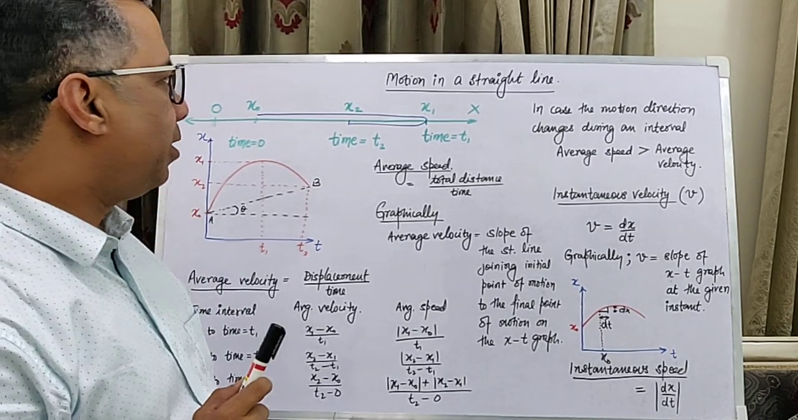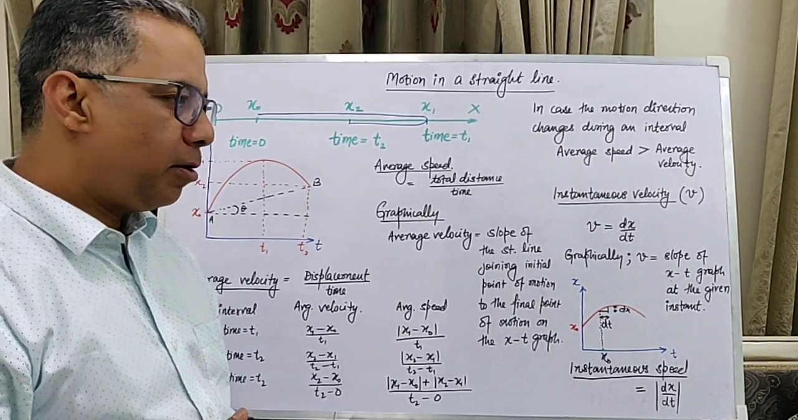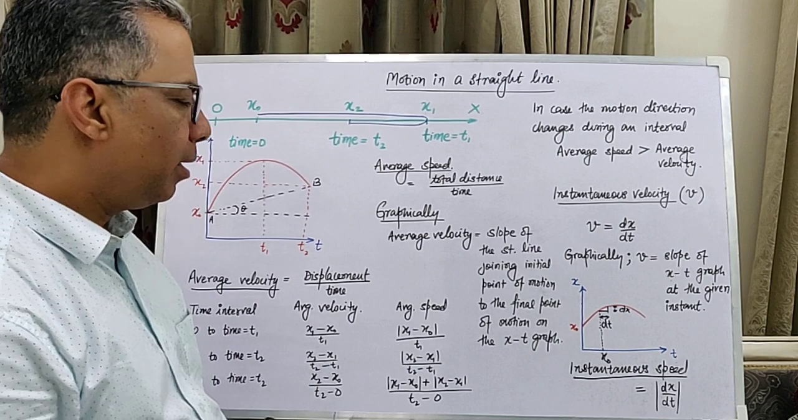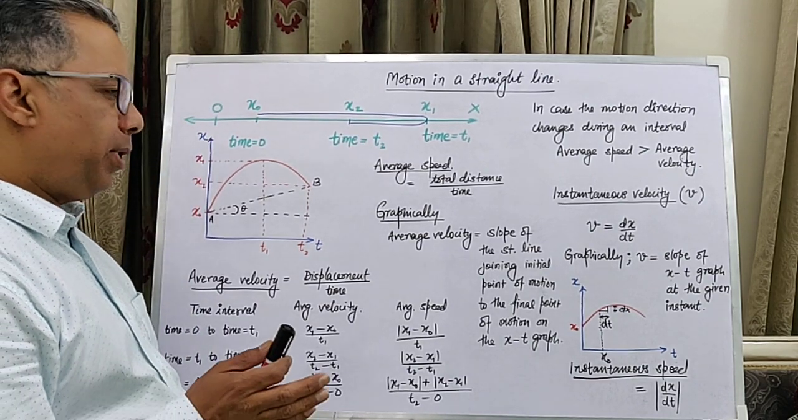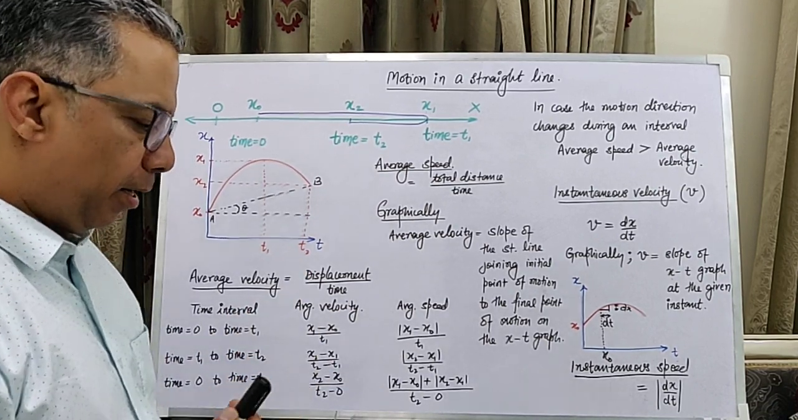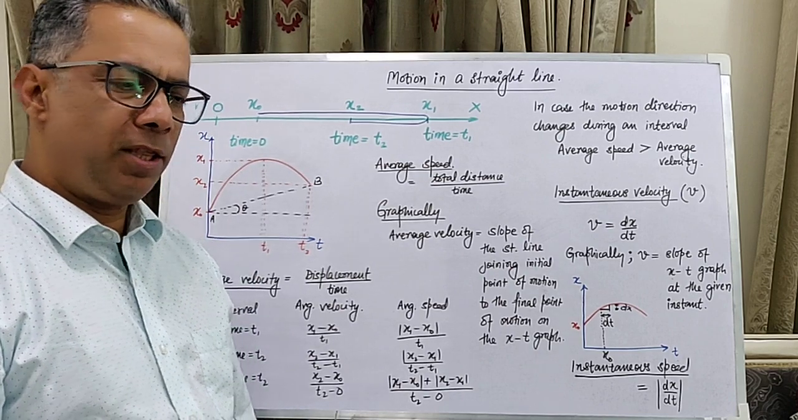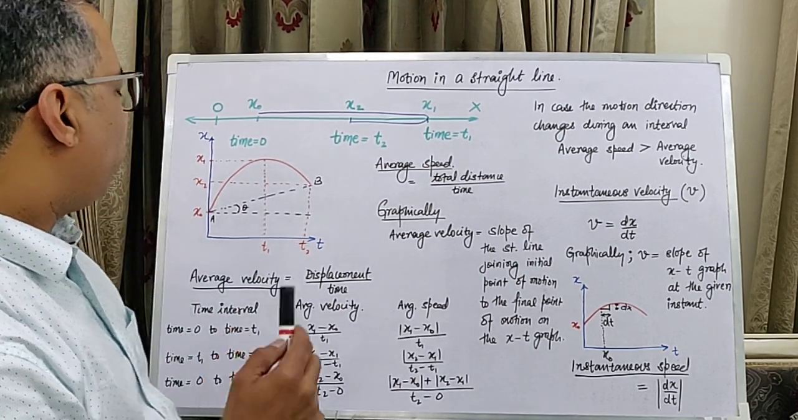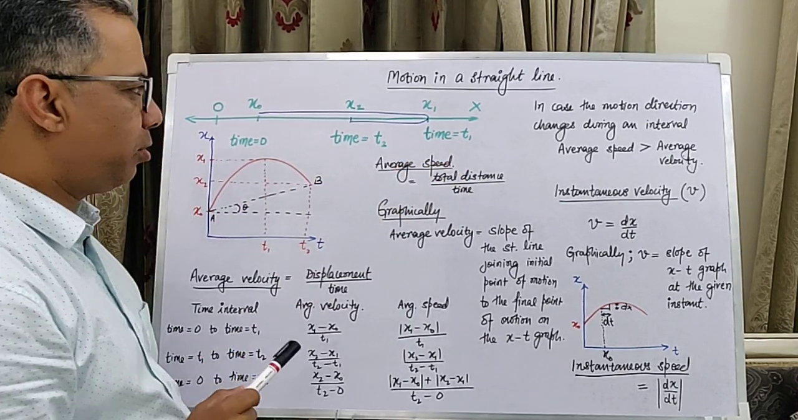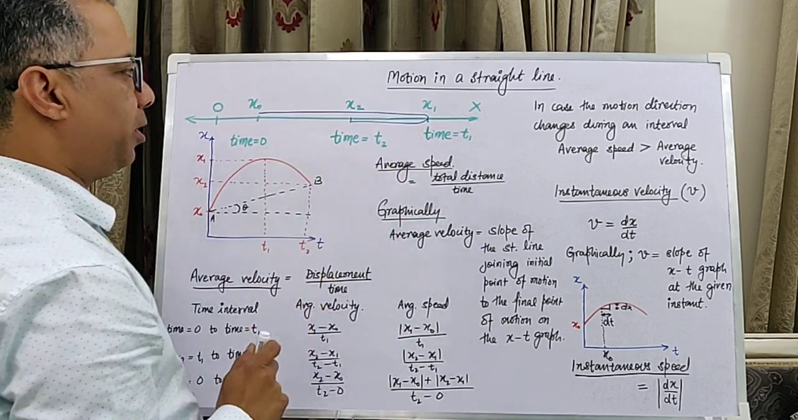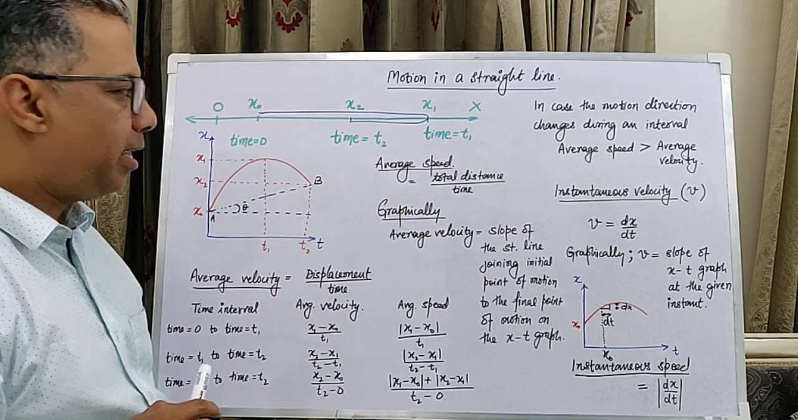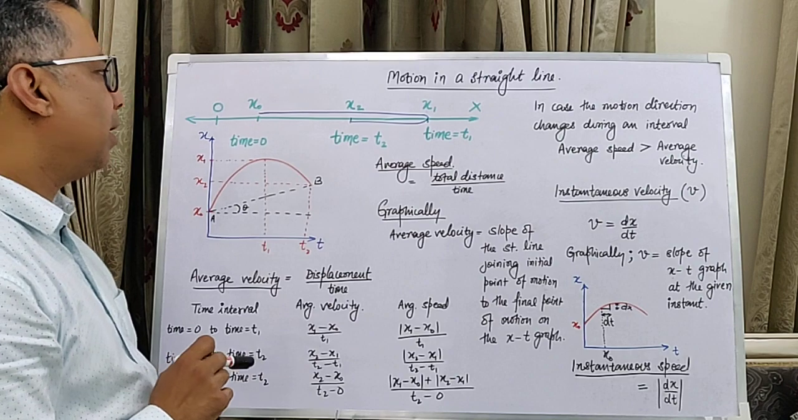Now we are going to discuss some more concepts that describe motion in a straight line, and what we will be doing is continuing with the example on straight line motion that we took up in the previous video. If you recall, in that example, this is the straight line along which motion is taking place. This towards the right is the positive x direction, and this towards the left is the negative x-axis direction.